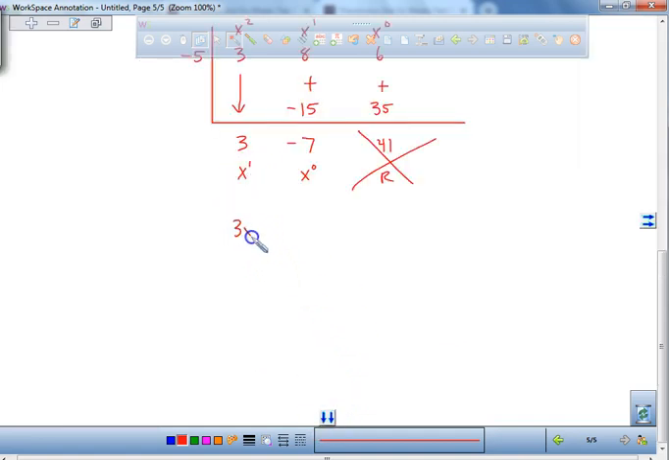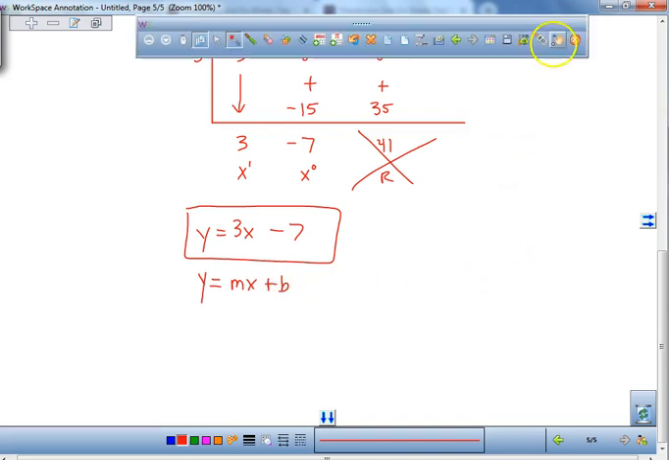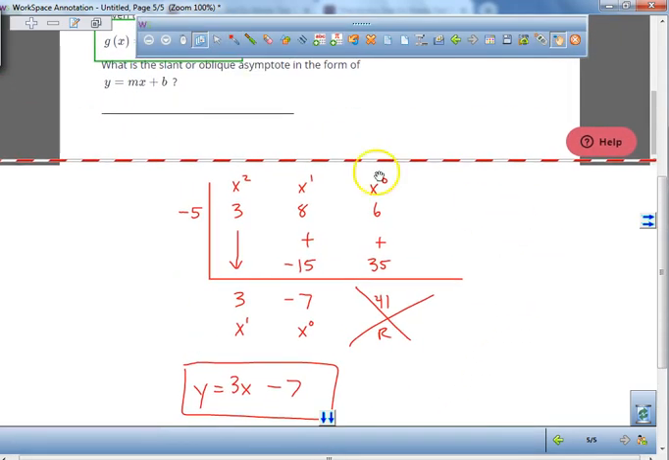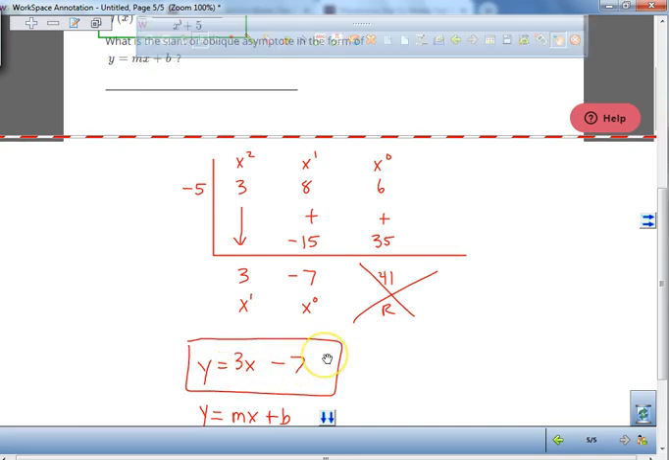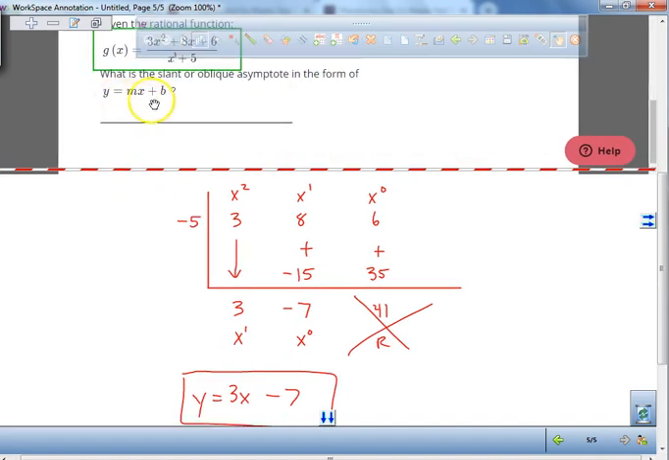So what do we have? We have 3x. What do we have? -7. Your slant asymptote is this right there in slope-intercept form. This is in y equals mx plus b form. So what would I want you guys to type in if I gave you, quote, a fill-in-the-blank one? I'd literally want you to type in y, then the equal sign, then a 3, then a lowercase x, then a -7 with no spaces. Just type it in. If I say type it in this form, I want you to type it in that form. Okay?